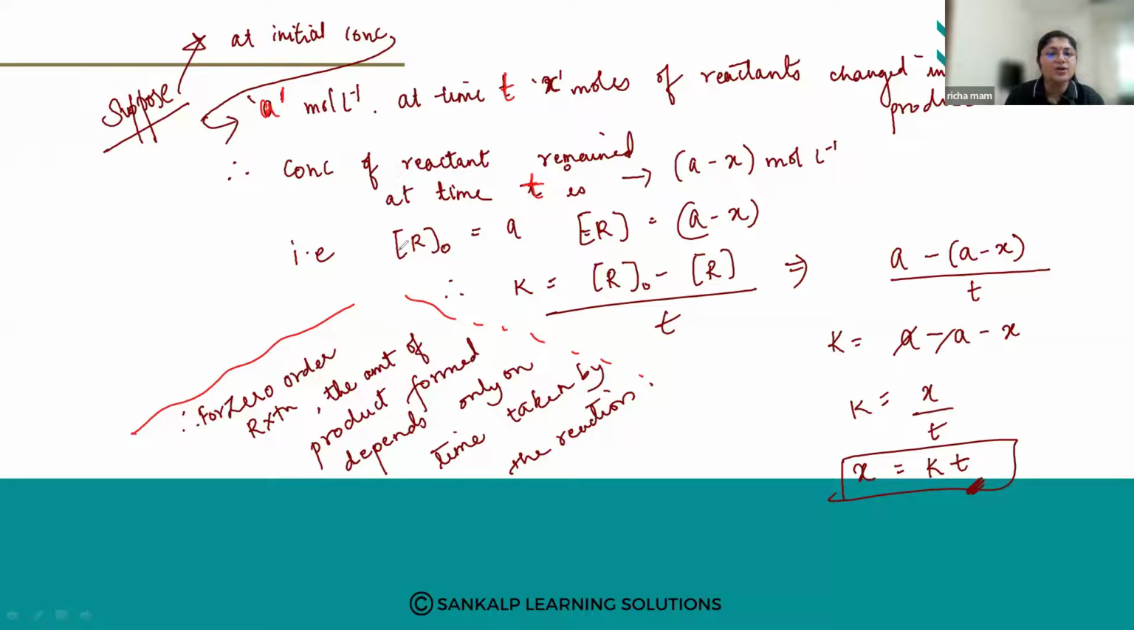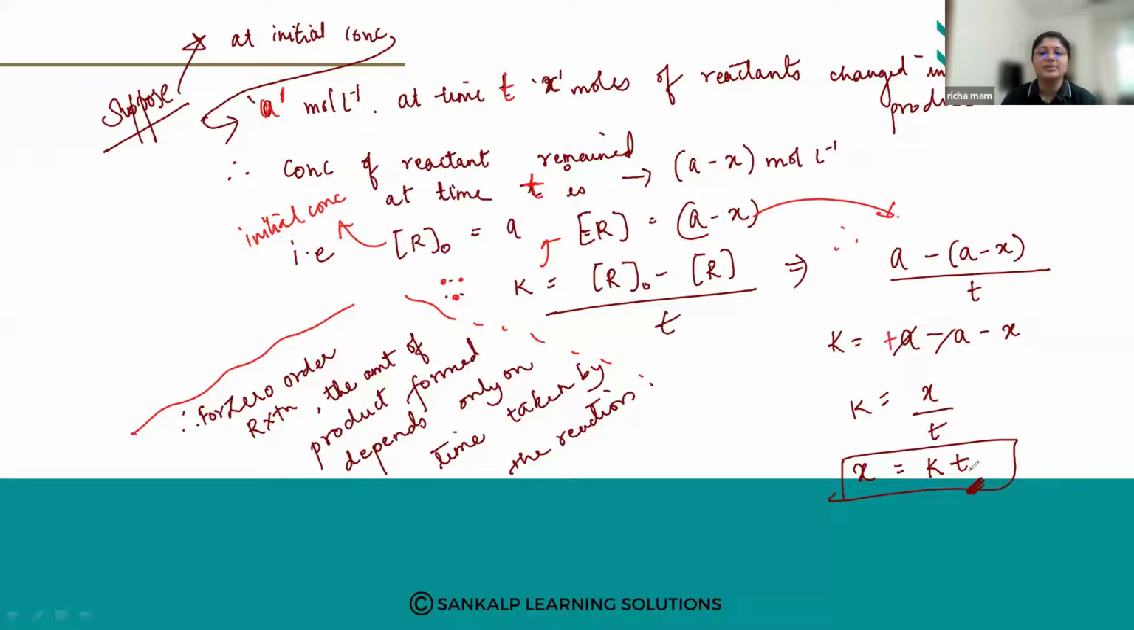What is your R naught? R naught is your initial concentration, which is A, and after time T it is A minus X, since some of your reactants is changed into products. We know that K is equal to R naught minus R by T. After substituting these values, it is A minus A plus X, so A and minus A get cancelled. It is X, so K is equal to X by T.